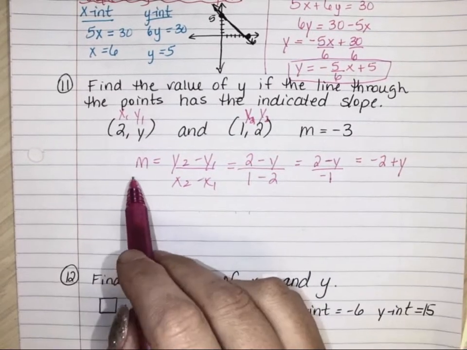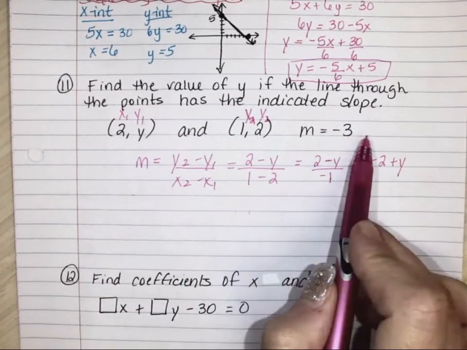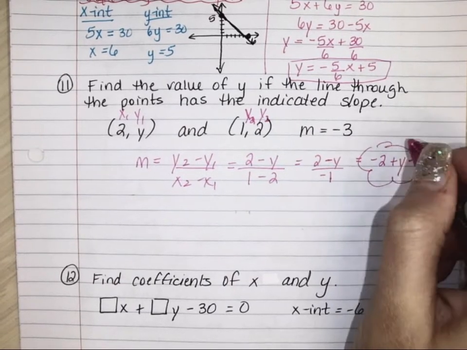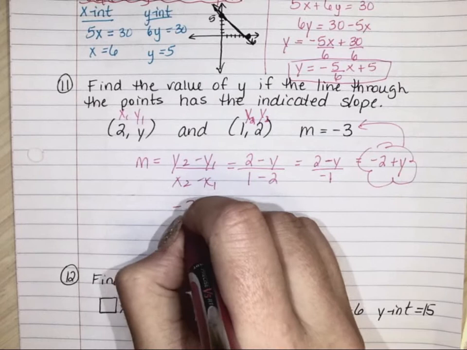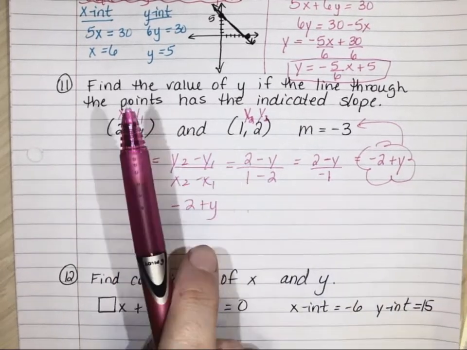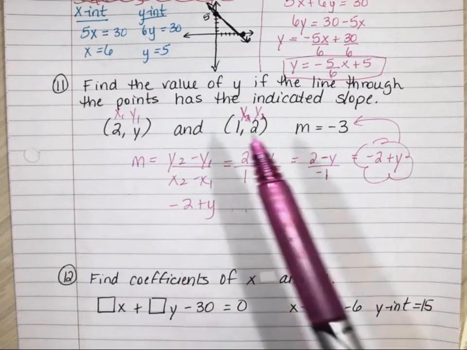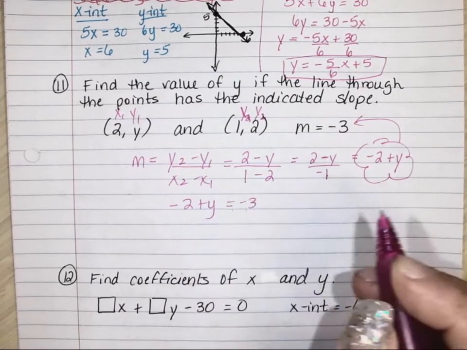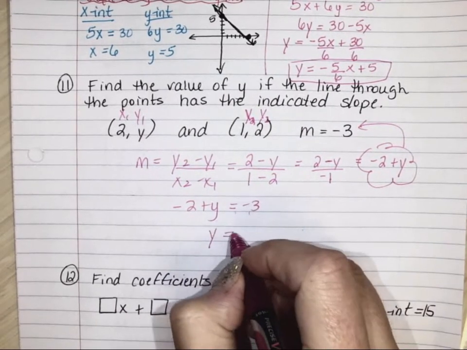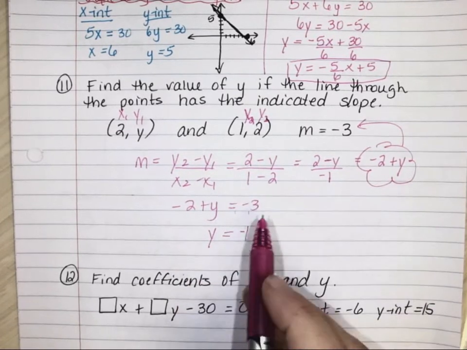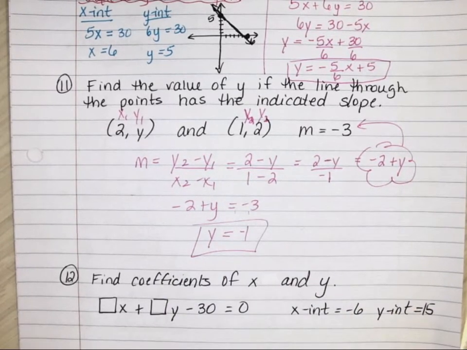Okay, but they tell you that your slope is -3. So what you do is you take this and you set it equal to that. So plug in your points into your slope formula and set it equal to -3. And then solve for y. So when you add 2 to -3, y is -1.